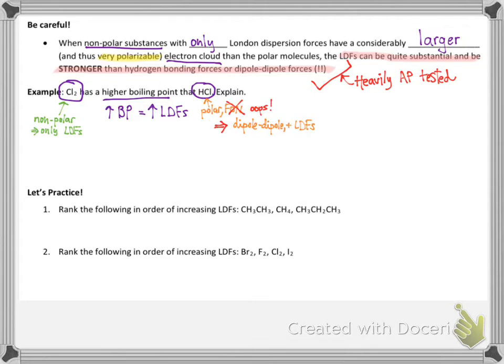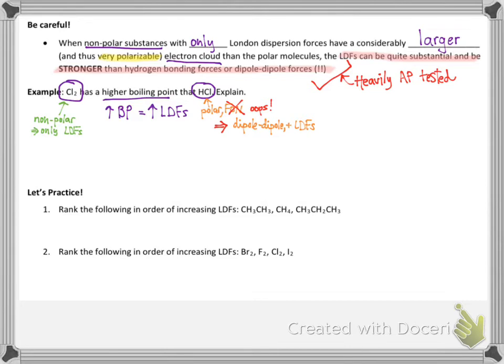Pardon me. Chlorine is very electronegative, but not quite as electronegative as fluorine, oxygen, or nitrogen. Well, it is polar, and so it has dipole-to-dipole attractive forces and London dispersion forces. But it doesn't matter. Cl2 has a higher boiling point. So you have to recognize, oh, it must be because chlorine's so big, right? Chlorine's got a lot of electrons, and there's one chlorine in HCl, but there are two chlorines in Cl2.